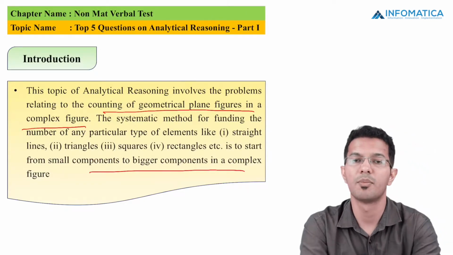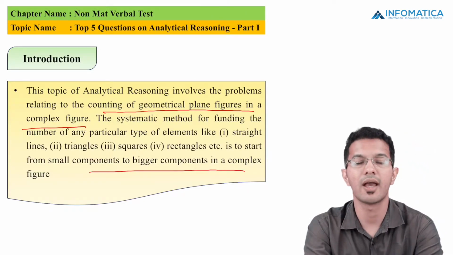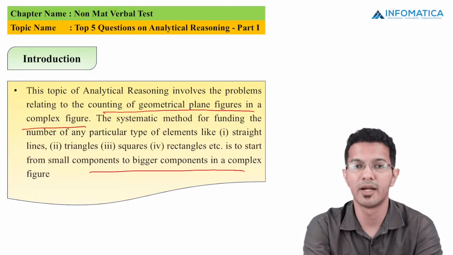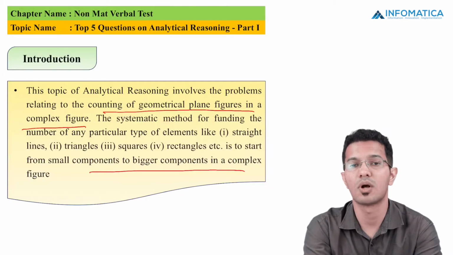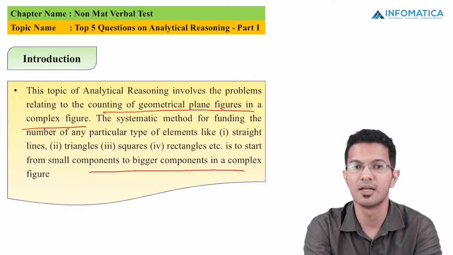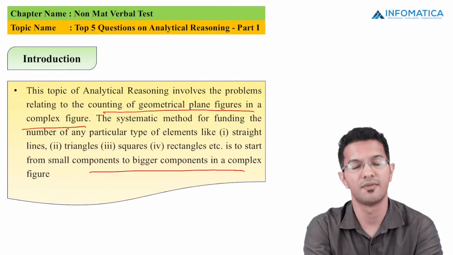So students, here it is written that we will be given a complex figure, and that complex figure will be made of either squares or triangles etc., and we have to count the number of triangles or the number of squares or the hidden geometrical figures which have been given in the geometrical figure. So let's see the first MCQ.